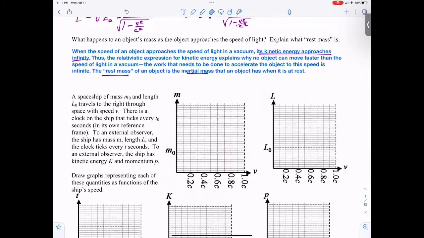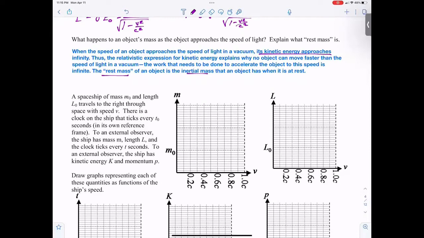For this particular example, we have a spaceship of mass m naught and length L naught traveling to the right through space with speed v. There is a clock on the ship that ticks every t naught seconds in its own reference frame. To an external observer, the ship has mass m, length L, and a clock that ticks every t seconds. To an external observer, the ship has kinetic energy K and momentum P. Draw graphs representing each of these quantities as a function of the ship's speed.